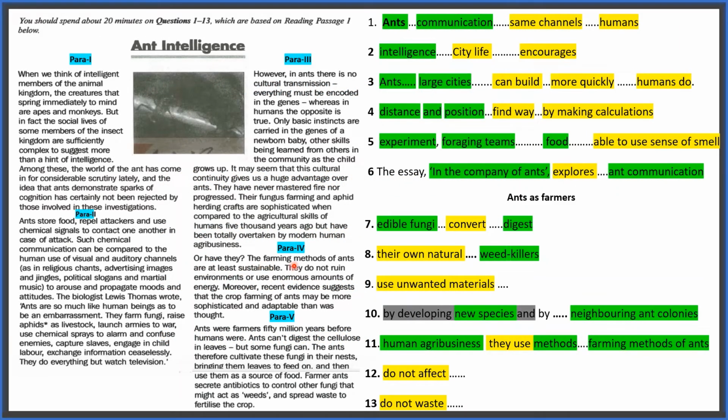Or have they? The farming methods of ants are at least sustainable. They do not ruin environments or use enormous amounts of energy. Moreover, recent evidence suggests that the crop farming of ants may be more sophisticated and adaptable than was thought.